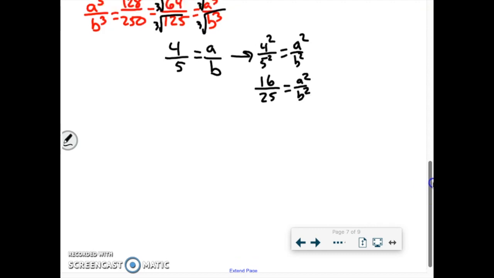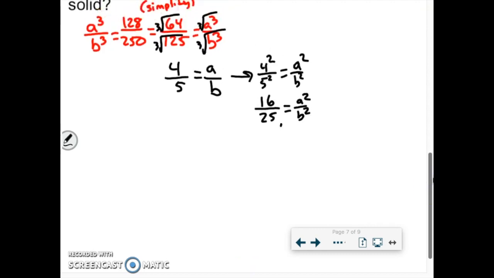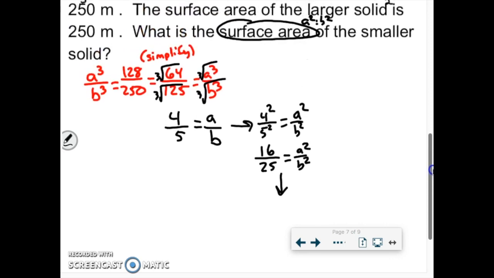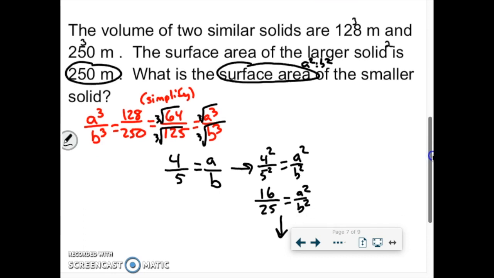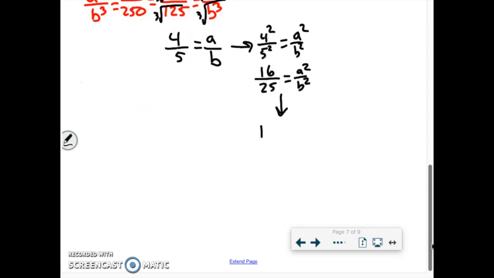I'm going to take that a squared to b squared then and set up a proportion with it. So the number they gave us is the larger solid of 250 square meters. So I know the larger solid is 250. So I can go 16 is to 25 as they gave us the larger one, which is 250. So that goes on the bottom with the bigger number. X goes up top. At this point, we can cross multiply. 16 times 250 equal to 25 times x.